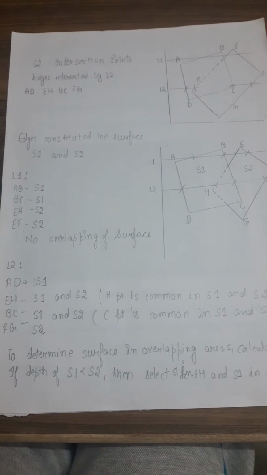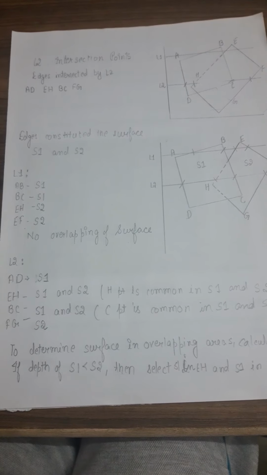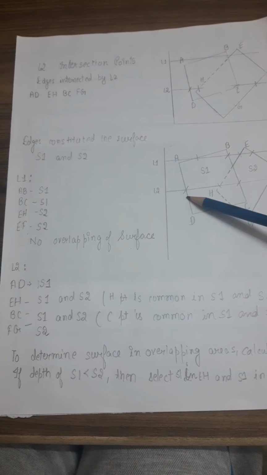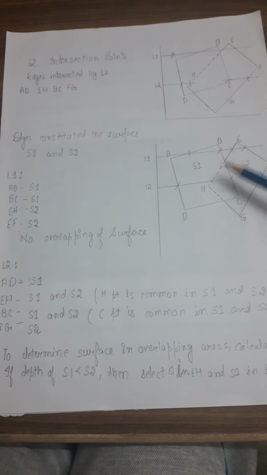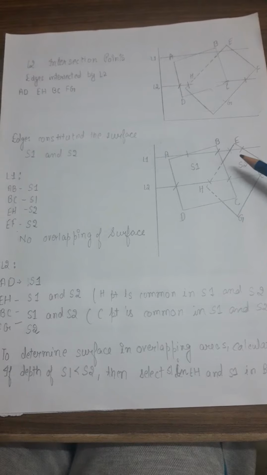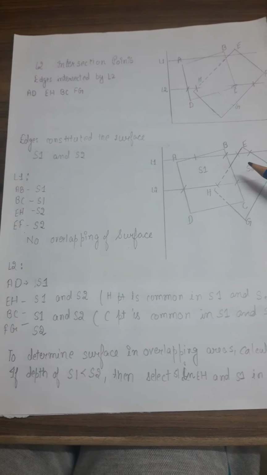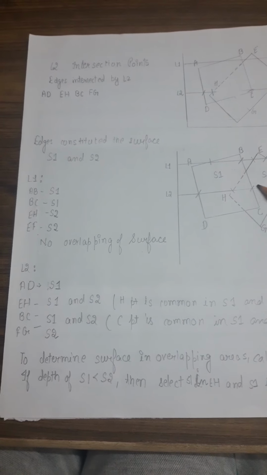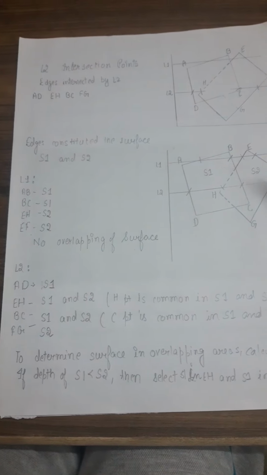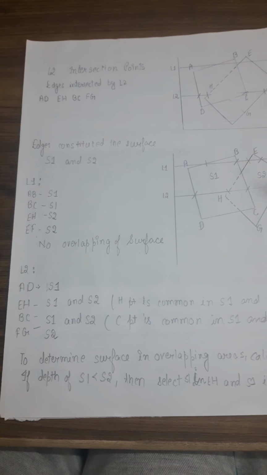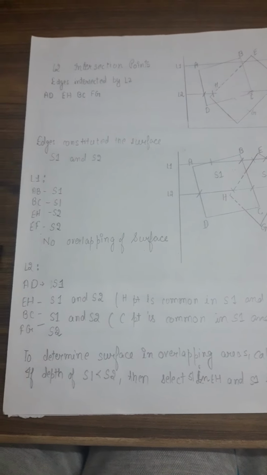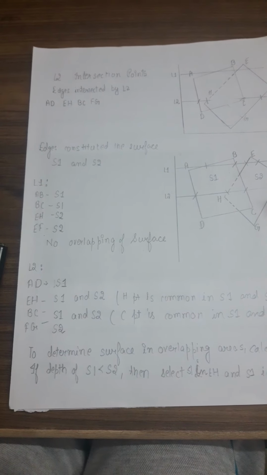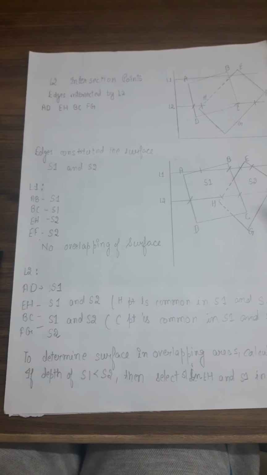So let's determine the surfaces for the L2 edges. We can clearly see that AD is part of the S1 surface. Next we will see that the EH edge is part of both S1 and S2. It is common between the two, right? And next is BC. BC is also part of the S1 surface and the S2 surface. So we have written here 2, where C is the common point between them, and FG is part of the S2 surface only, right? Next we will see which surface we have to consider if there are two surfaces for a single edge, right?